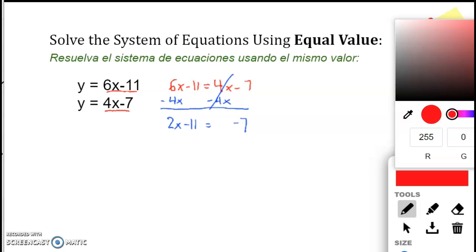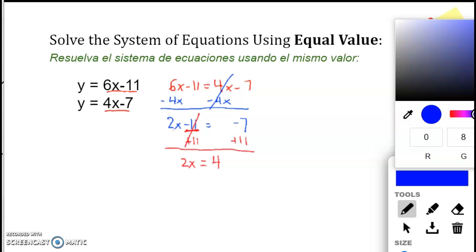Which is the number that we don't want? We want the variable on one side and a number on the other side. So we have the variable on this side. That means out of these two numbers, I don't want this number. How do I get rid of this -11? You can add positive 11 to both sides, because what is 11 doing to 2x? It's subtracting 11. So undoing subtraction is addition. So then you're left with 2x is equal to -7 plus 11. That's going to be positive 4.